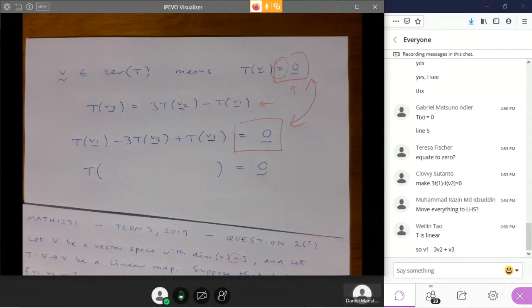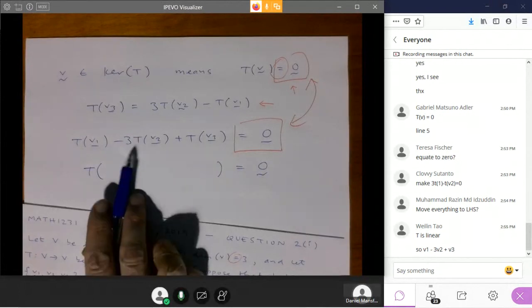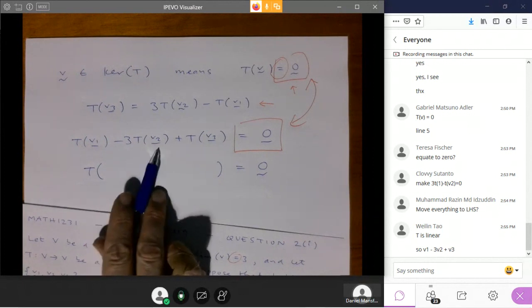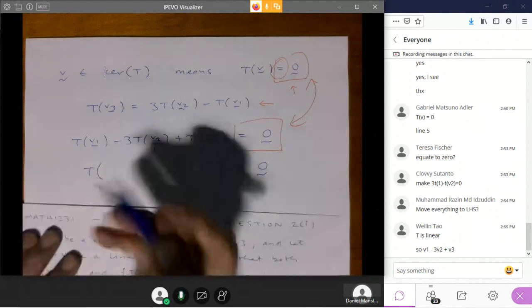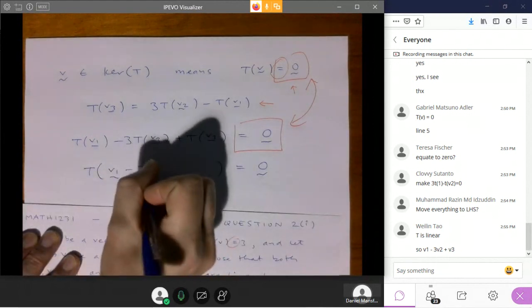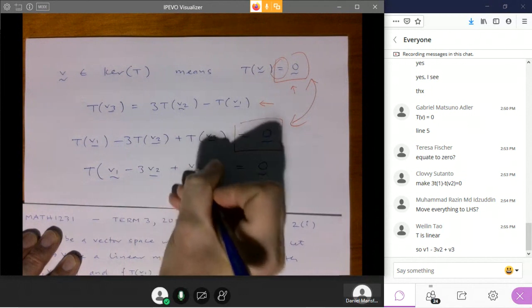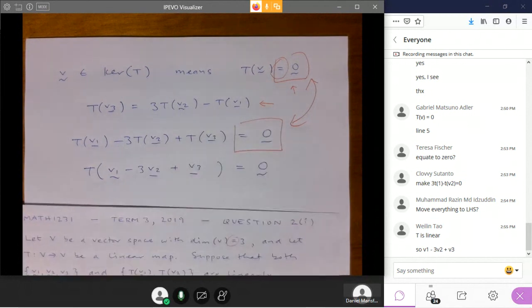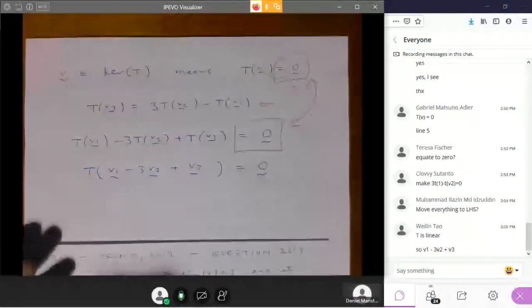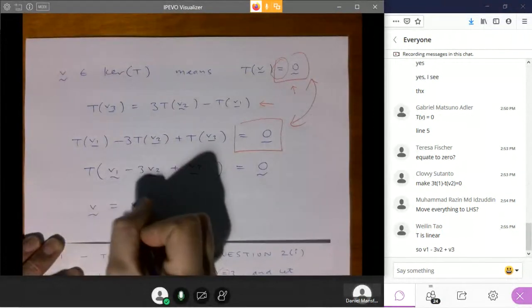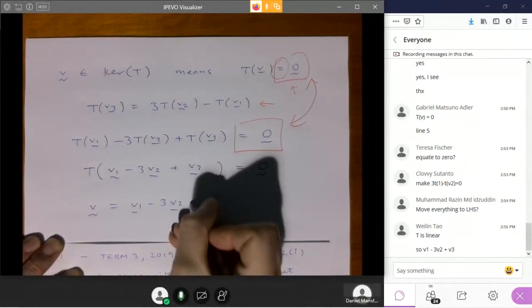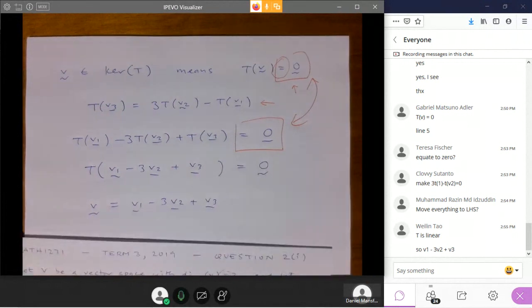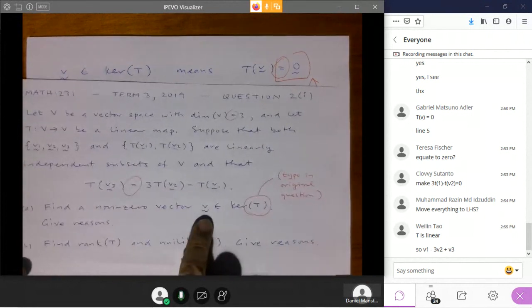T of lambda v equals lambda t of v. But of course, that's an equation. If left-hand side equals right-hand side, we can say right-hand side equals left-hand side. Doesn't matter. Okay, so I can say minus 3 t of v2 is t of minus 3 v2. And the other thing about a linear transformation is that you can combine sums. So this left-hand side here is going to be t of v1 minus 3 v2 plus v3. Okay, that's just another way of writing it. And now we've got our aim. We've got t of something equals 0. So I'm going to say v equals v1 minus 3 v2 plus v3. Okay, and so find a vector v in the kernel.